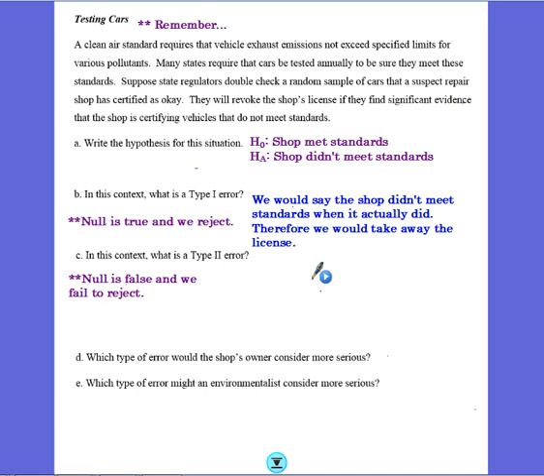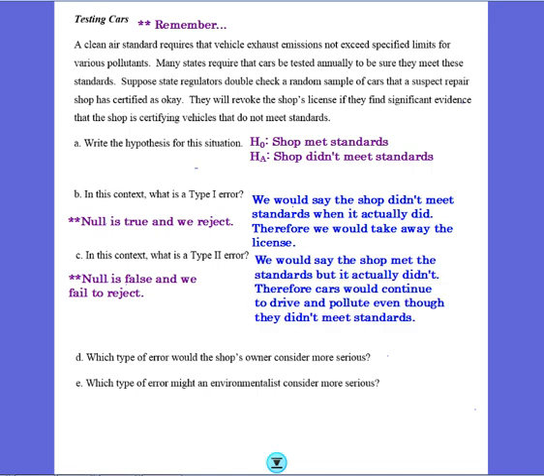So a type 2 error is when the null is false, but we fail to reject it. So now that means that the shop is not meeting the standards, but we fail to reject that. So we think that they are meeting the standards. So what would we say? We would say that the shop met the standards, but it actually didn't.